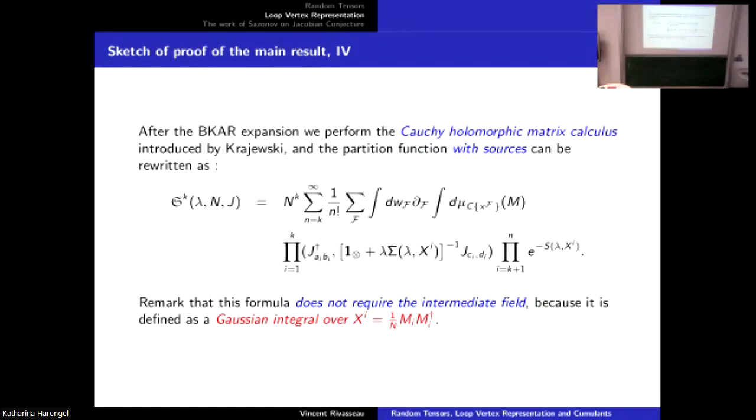In my paper, I define G cumulants and topological cumulants, but I did not make the distinction between topological cumulants and G cumulants. Okay, further details in the paper.